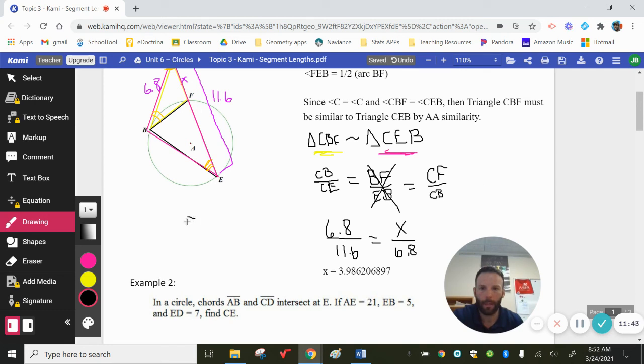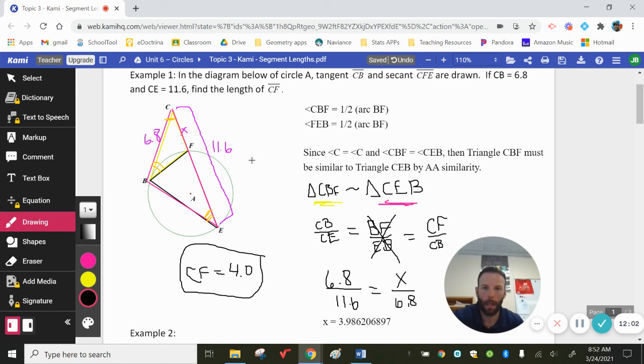So the length of CF, if I round this to the nearest tenth, means I would be looking at the first decimal place right here, which is a 9. Look to the right of that, that's an 8, so that's going to bump up the 9. So if I'm rounding to the nearest tenth, I would have to call this 4.0. And as long as you show your work to justify it and it doesn't tell you how to round, that should be just fine.